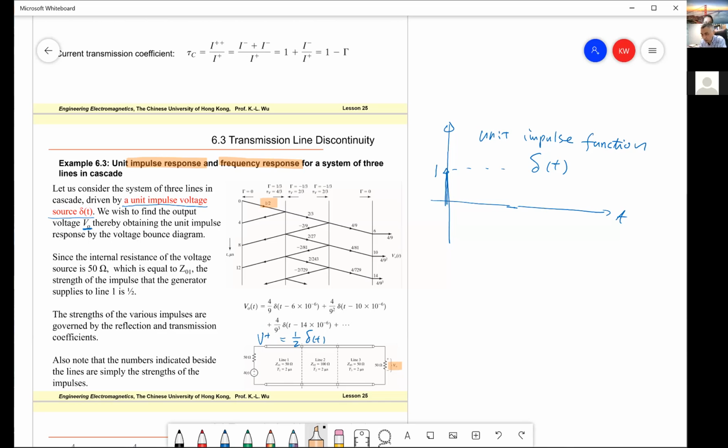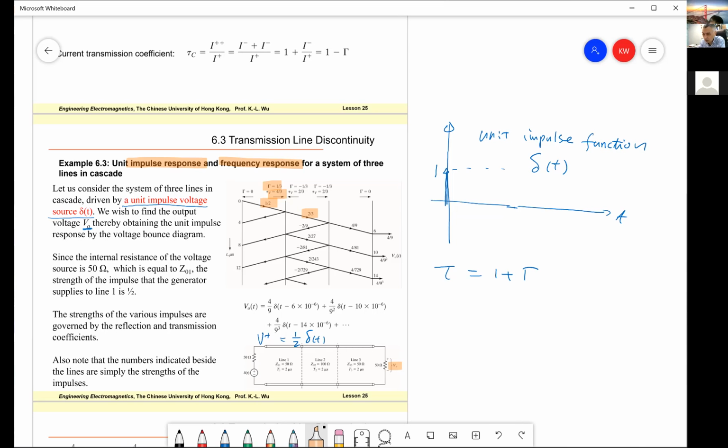Then once this impulse hits the first interface, we have a transmitted voltage reflection coefficient of 1/3. Therefore, the transmission coefficient is 1 plus the reflection coefficient, right? So it's 4/3. So 4/3 times 1/2, we have this. Let's just trace the wave.